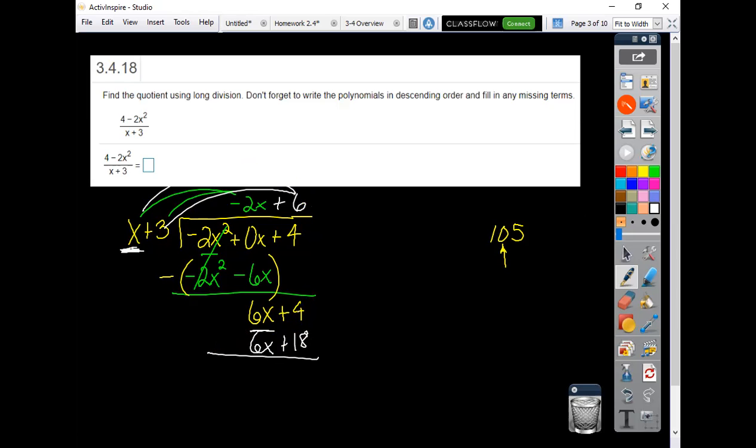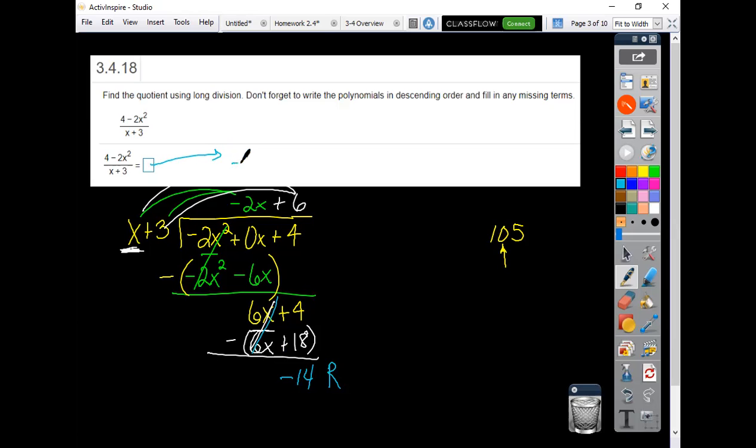So I needed 6x plus 4. I've created 6x plus 18. What does that leave? The 6x's cancel. And then a 4 minus 18 would mean a negative 14 for the remainder. So again, find a quotient. Don't forget to write the polynomial in increasing order. So we did that. Again, the answer here is just, the question is how they want this written.